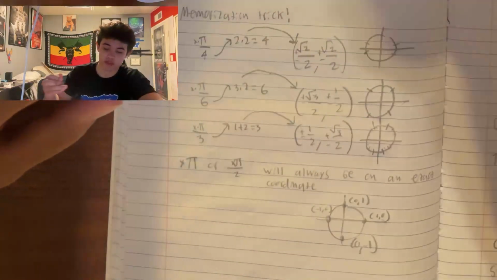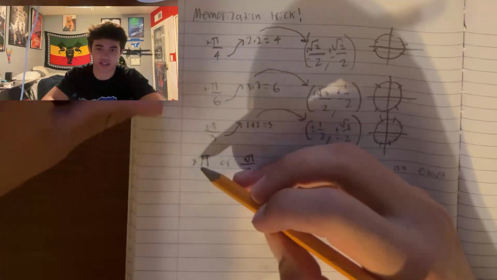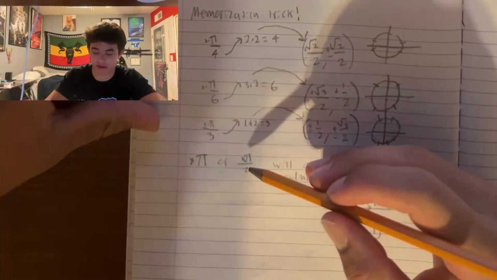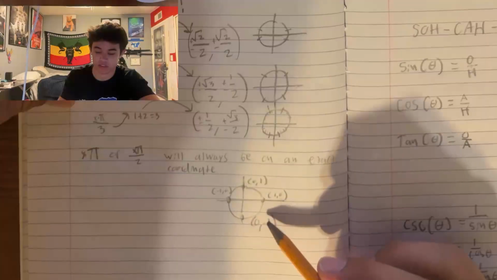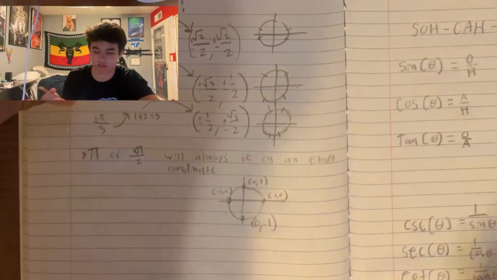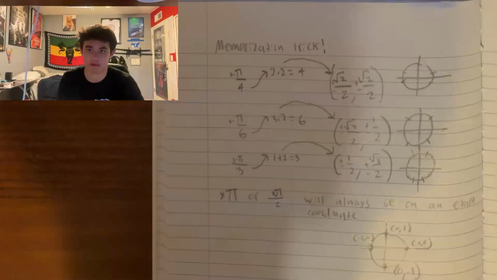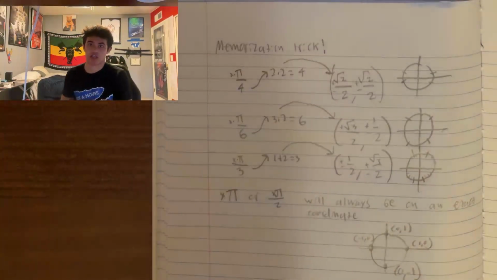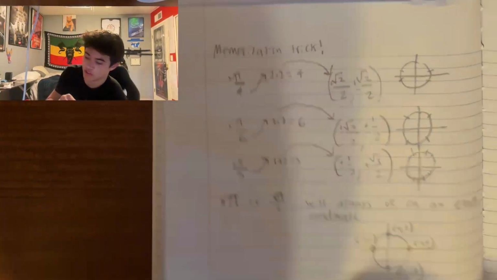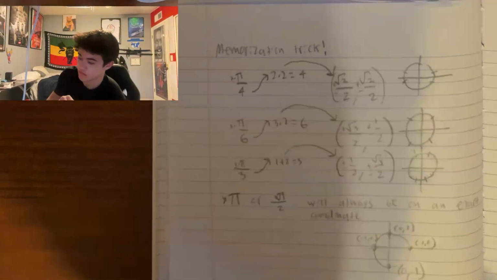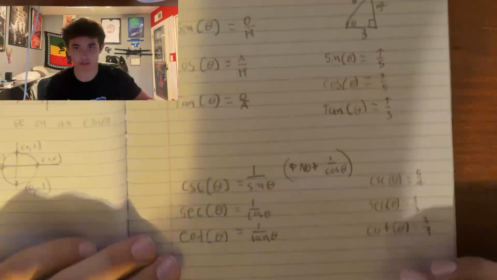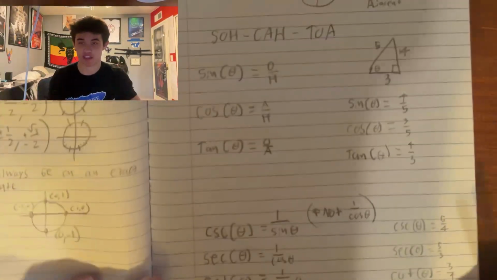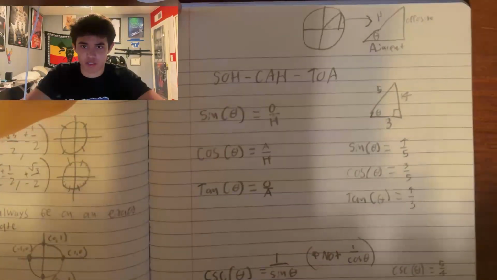Anyways, for anything that's just pi or just pi over 2, it's always going to be on an exact coordinate. So either at 1, 0, 0, 1, -1, 0, or 0, -1. So that's a pretty neat trick to remember what kind of coordinate is going to go with your measure in radians.